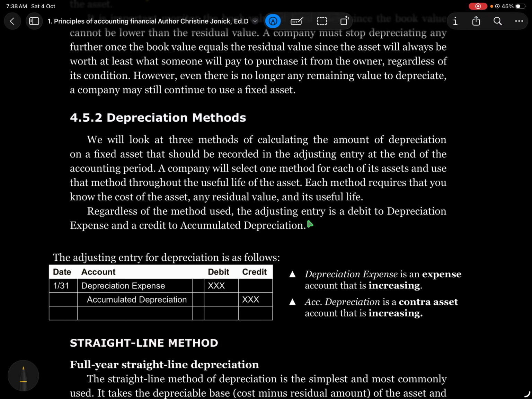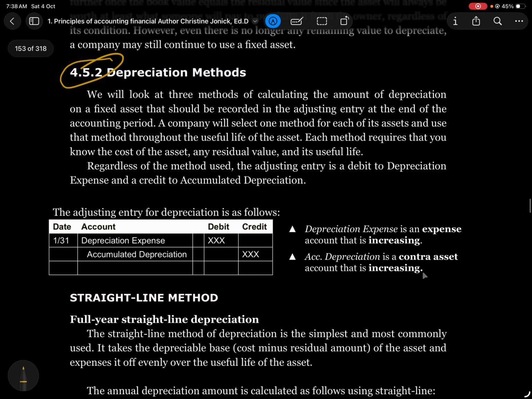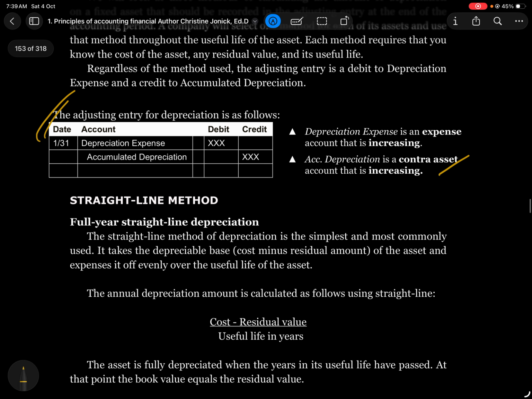Okay, depreciation methods, right? So there are multiple ways of course. The entry is what we have already learned: expense, and then using the contra account, accumulated depreciation. In terms of method, there is the straight line method where the amount is the same. The formula is cost minus residual value divided by useful years, right?